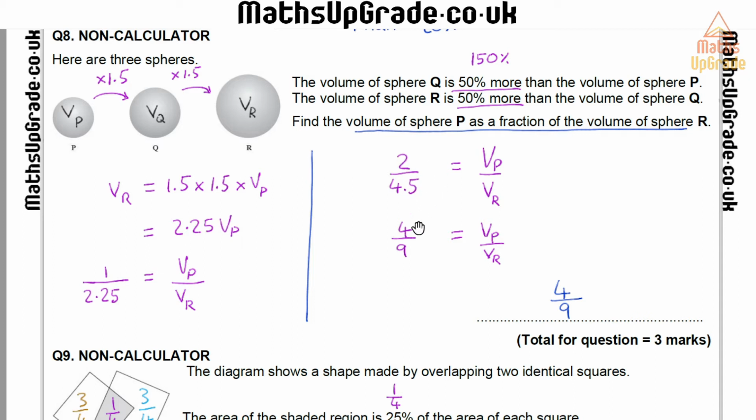So double the numerator, I'll get 4. Double the denominator, I'll get 9. So Vp as a fraction of Vr is 4 over 9, 4/9. That question there was worth 3 marks.